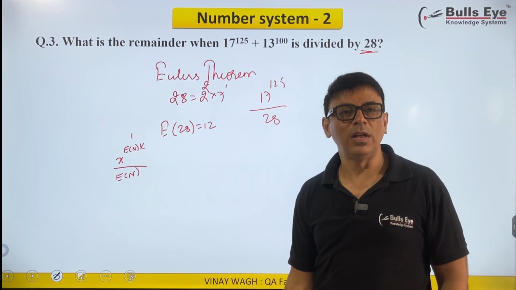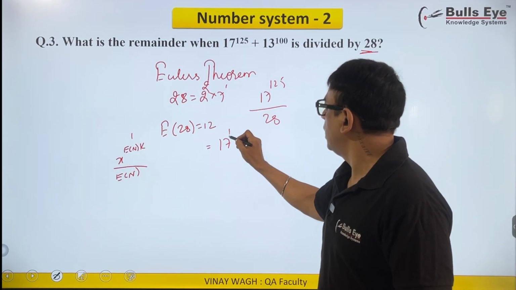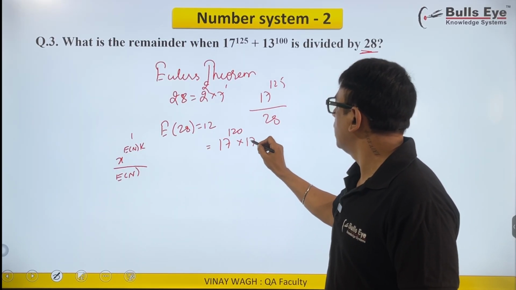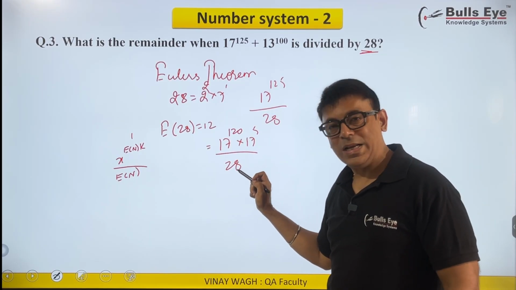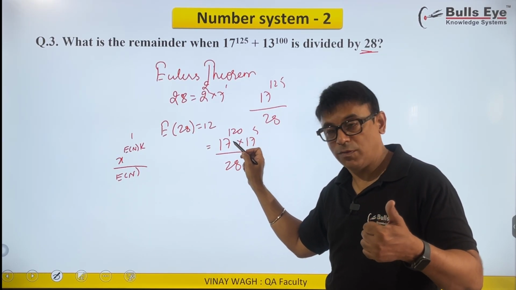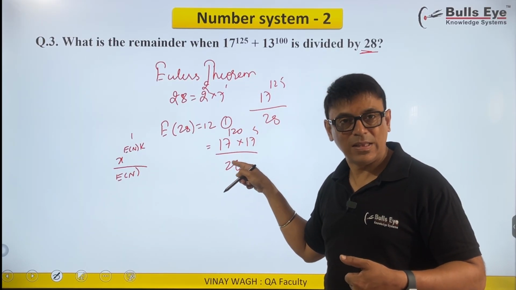Unfortunately, 125 is not a multiple of 12. So let's make it that way. This is 17 raised to 120 into 17 raised to 5. The Euler's number of 28 is 12, and 120 is a multiple of 12, so this remainder is 1. And I just need to work out this.